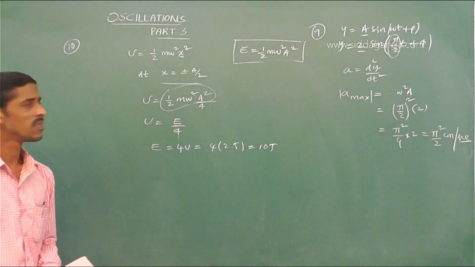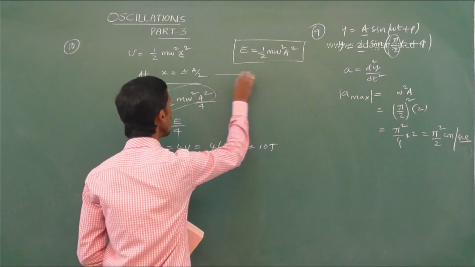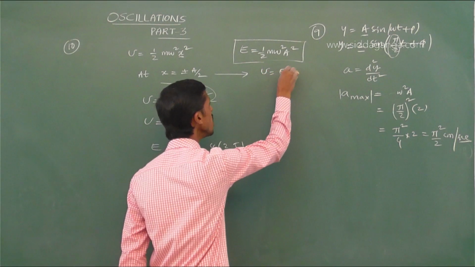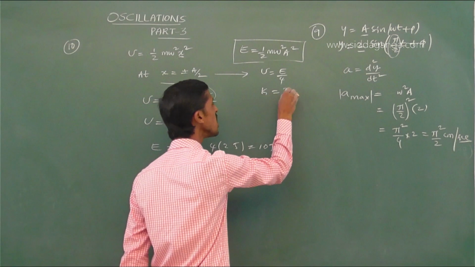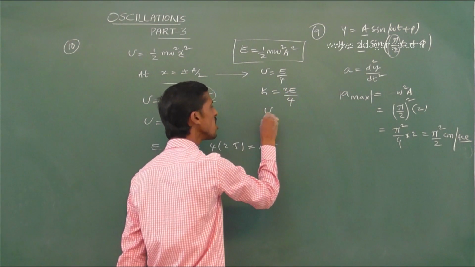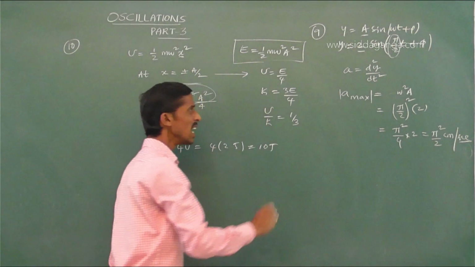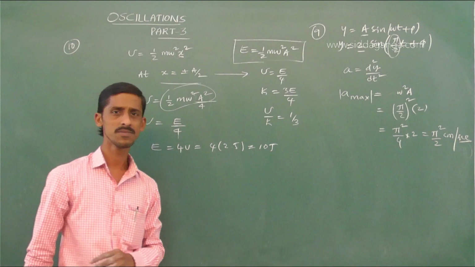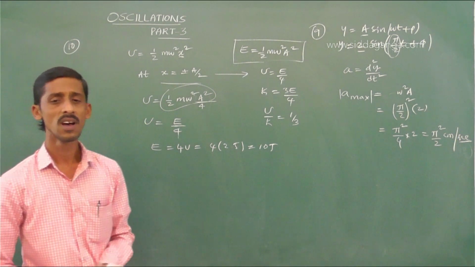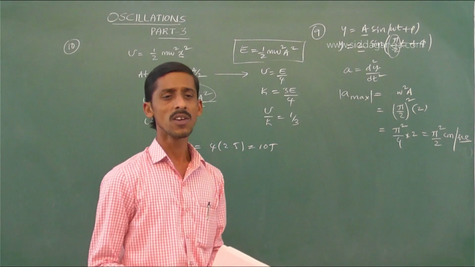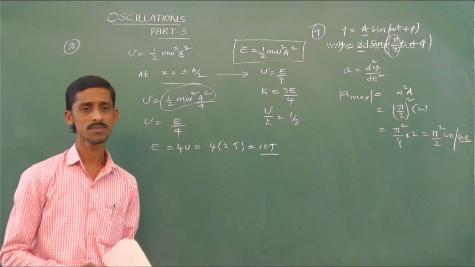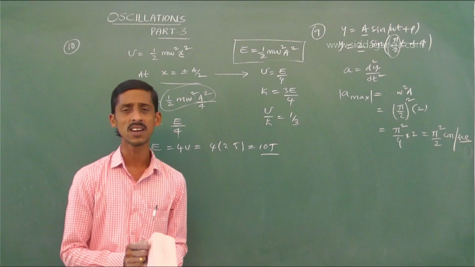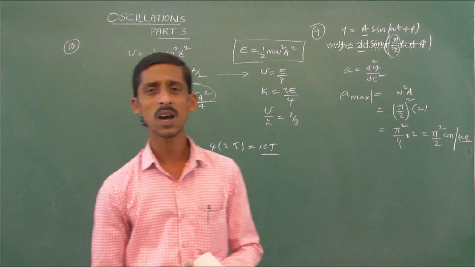At x is equal to plus or minus a by 2, potential energy is equal to E by 4, kinetic energy is equal to 3E by 4, and the ratio of potential energy to kinetic energy is 1 to 3. You all know this, right? So the answer is 10 joule. 25% of the total energy is potential energy at half of the amplitude.